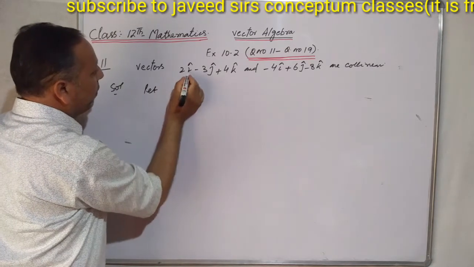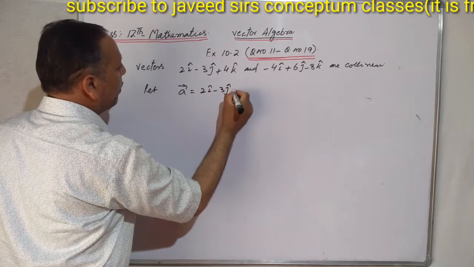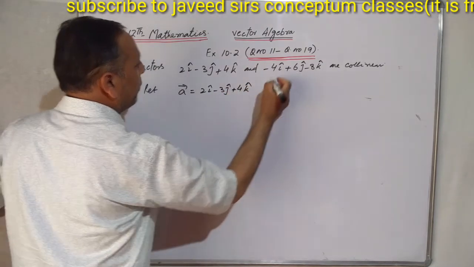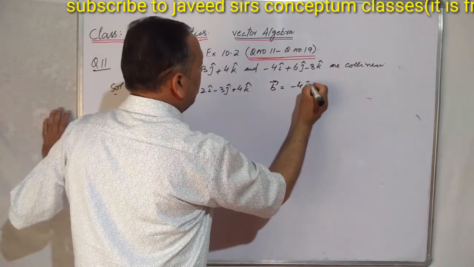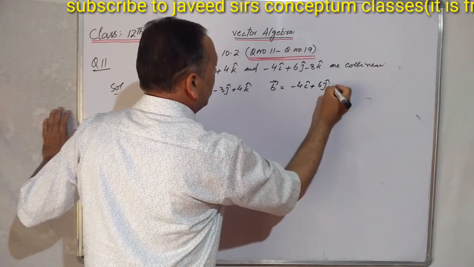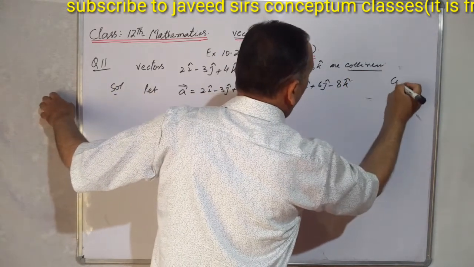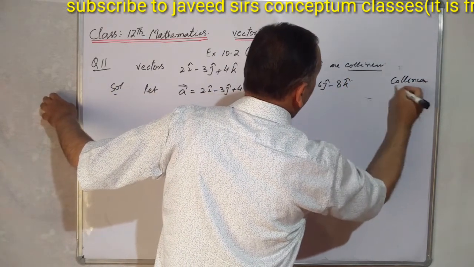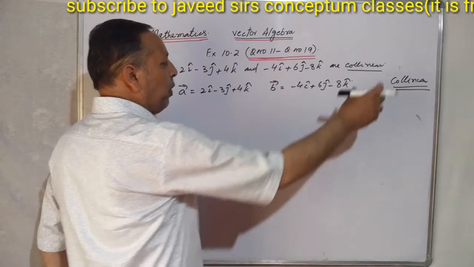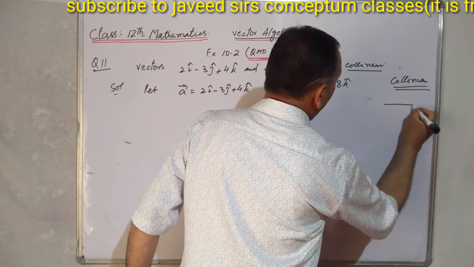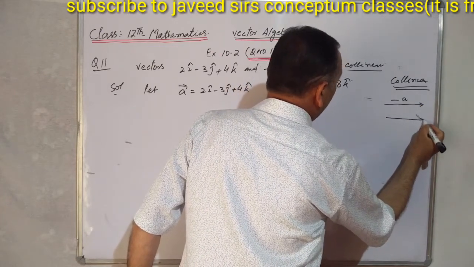Let me say that vector A is equal to 2i cap minus 3j cap plus 4k cap, and vector B is equal to minus 4i cap plus 6j cap minus 8k cap. We have to prove that these vectors are collinear. What are collinear vectors? Let me explain like this. Let this be vector A, another vector B.